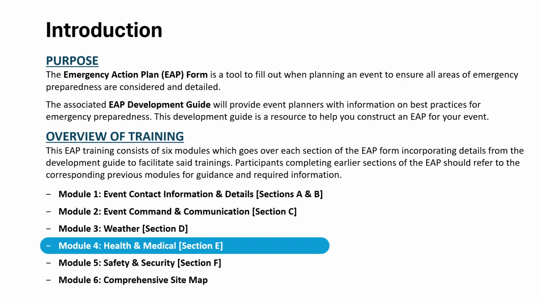During this module, Section E focuses on medical preparedness and response. Whether your event is large or small, it's essential to assess medical coverage, know what resources are on site, and identify how emergencies will be managed. Clear medical planning keeps attendees safe and ensures a coordinated response if something goes wrong.